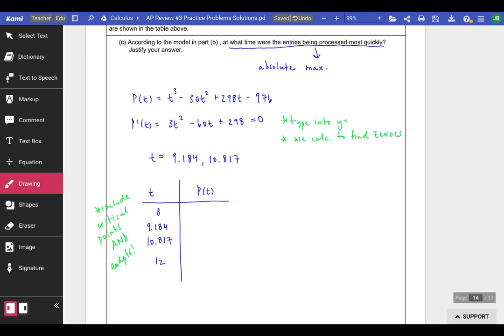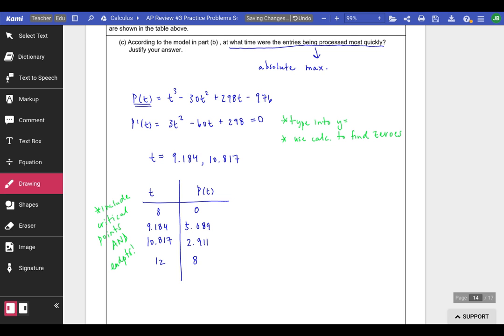Then I would just use my calculator. I'm going to take these values of t and plug them into my original function P of t. Here I get 0 when I do that. Again, please put this into your own calculator to verify you get the same answers. Here I get 5.089. Here is 2.911. And then at 12, I get 8.